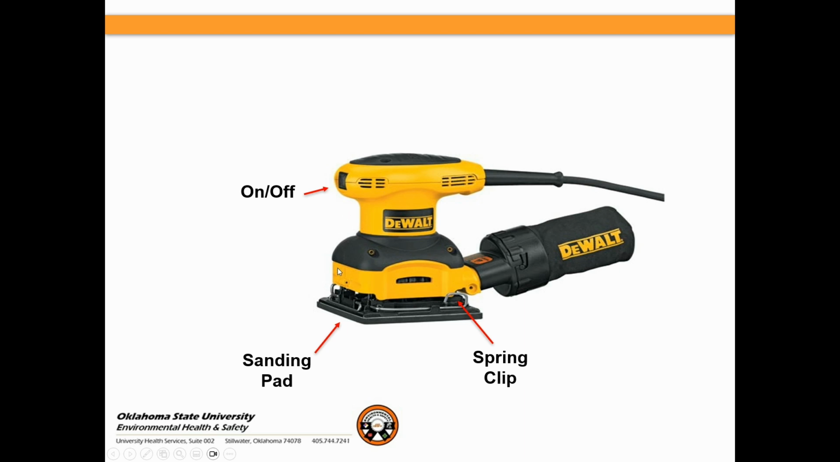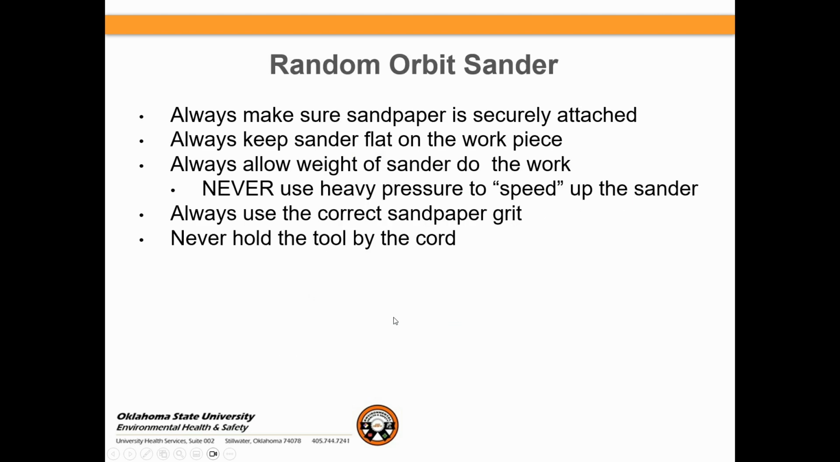Here's an example right here of what they call a random orbital sander. It has an on and off switch right here. If you'll notice on this particular version, it has a padded palm placement at the very top of the sander. Down here at the very bottom, the way this one is designed, it uses spring clips to secure the sanding pad directly in place. So once again, it's still a sander, but this particular one uses square sanding pads, where the one that had the circular base uses circular sanding pads.